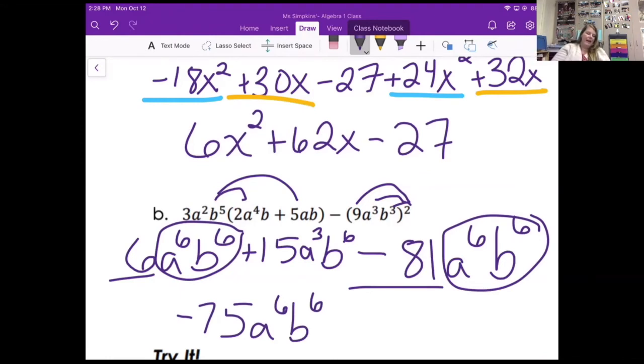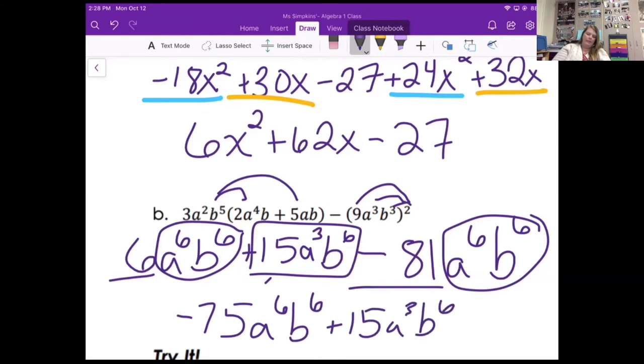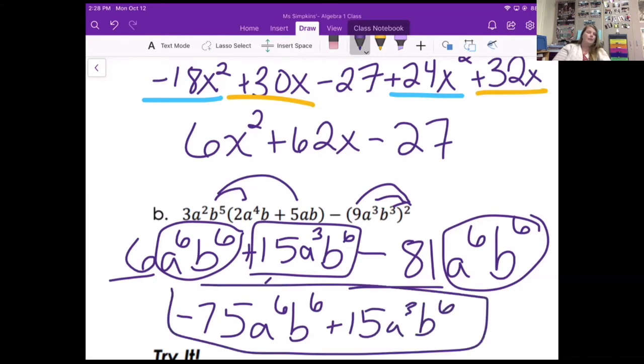And then we still have plus 15 a to the 3rd, b to the 6th. And then I can't do anything. That's it. I can't combine those, unless I told you what a and b were equal to, which I'm not. You're done with that part.